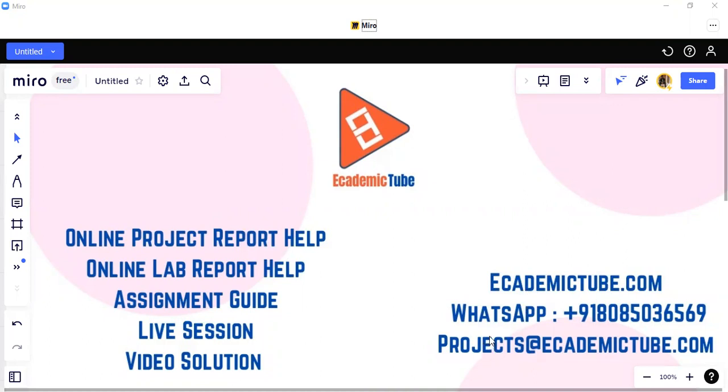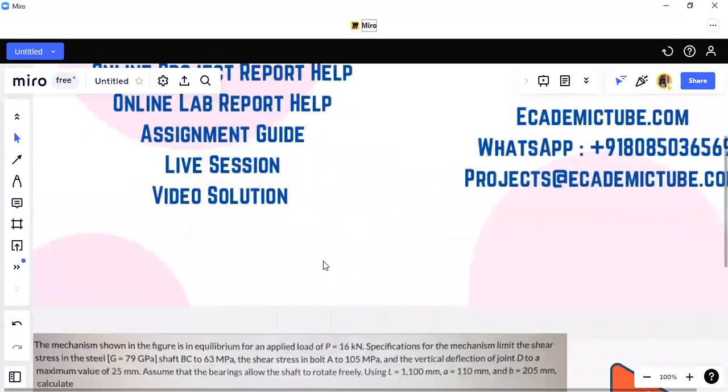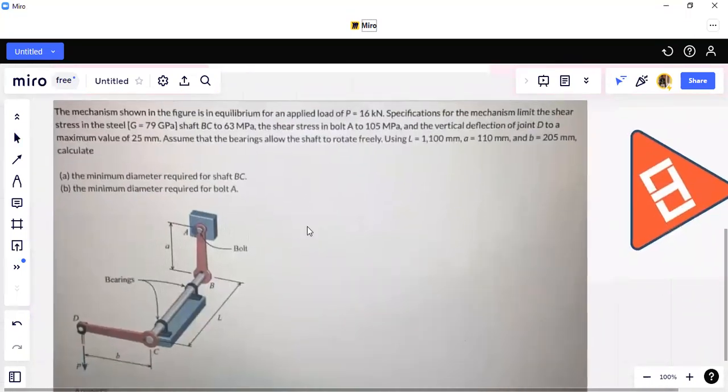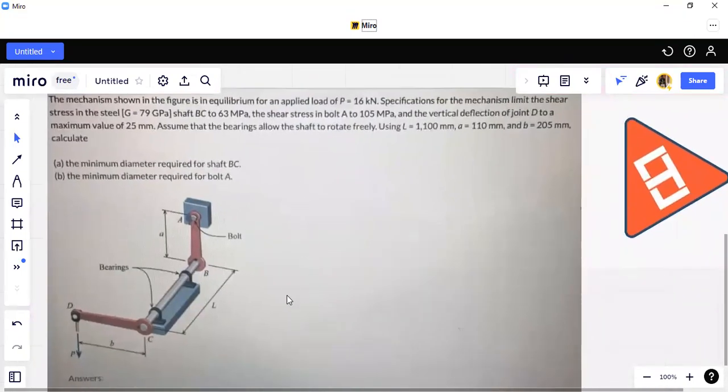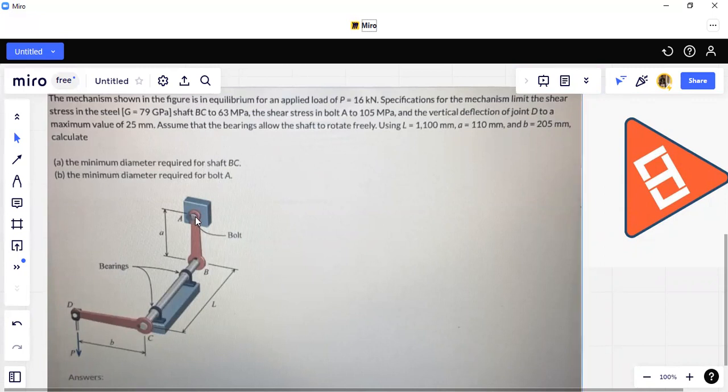So today we have a question of strength of material. In this question, what we have to calculate is the minimum diameter required for shaft BC, and the diameter for bolt at A. These are the two things which we have to calculate.